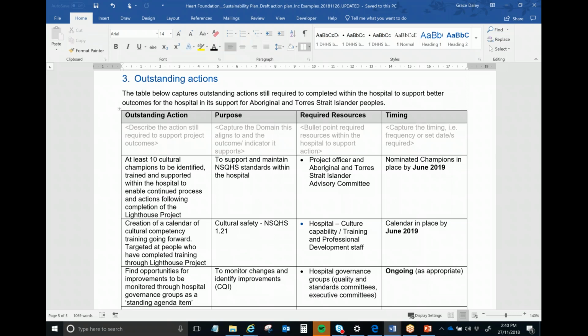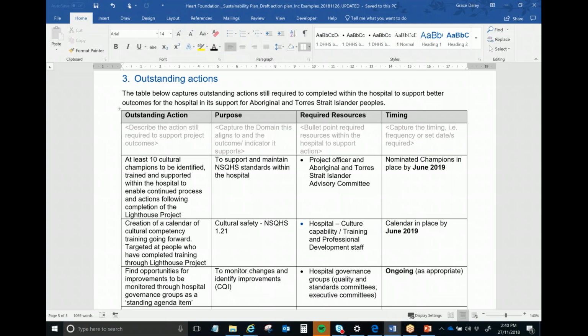It's essentially embedding some of that culture into the hospital and getting them to take ownership and accountability for it. As an example, how that supports a range of different standards, and the required resources are about what it would take to get those cultural champions on the ground. The likelihood in this case would be, for example, using our own hypotheticals, that the advisory committee and the project officer may identify those cultural champions in the lead up to June 2019, and then there would be an investment to support their ongoing work beyond that.